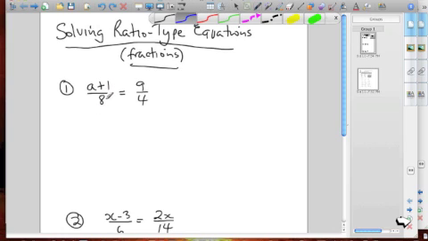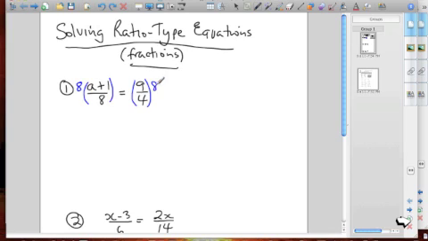So what you can do to get rid of the denominator is you can multiply both sides by one of the denominators. I'll choose 8 for this one. Multiply both sides of the equation, so everything. Now remember from last year, if you multiply 8a plus 1 by 8 and then divide by 8, you might as well do nothing. So these two simplify to 1 over 1. So this is a plus 1 on this side.